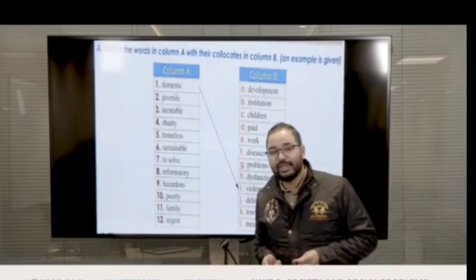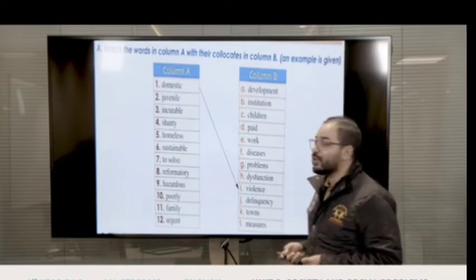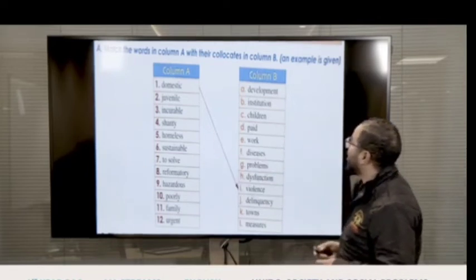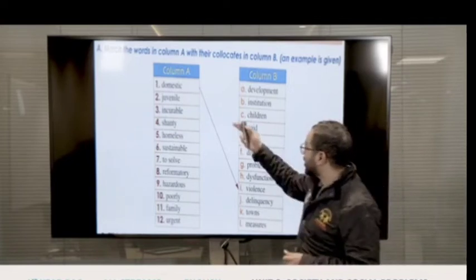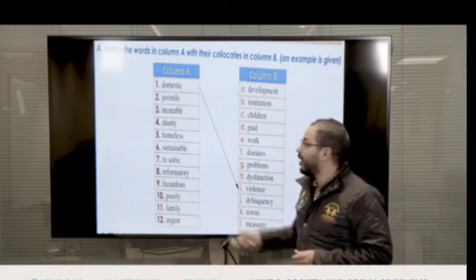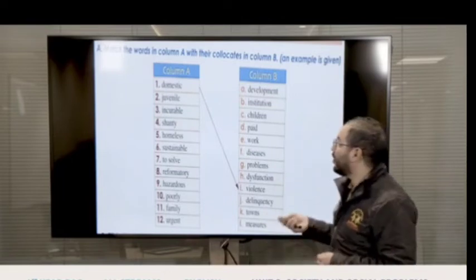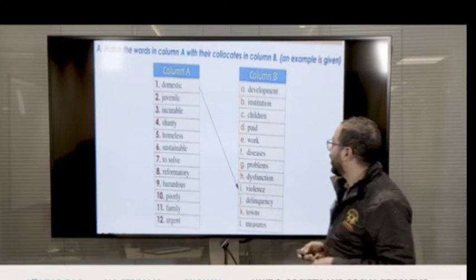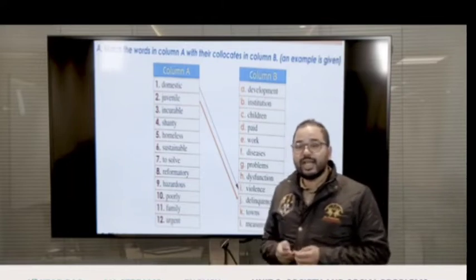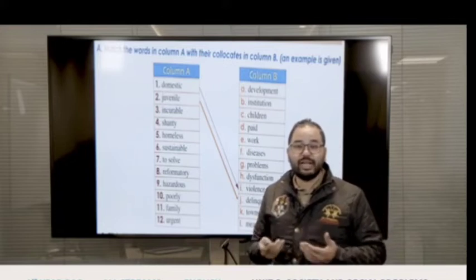Here we have a vocabulary lesson. We have some words related to society and to social problems. So match the words in column A here with their collocates in column B, and there is an example given, domestic violence. Here we have some words that collocate with other words to make a collocation. For example, number 2, juvenile, it collocates with the word delinquency. So juvenile delinquency is crimes or misdeeds committed by minors or people under the age of 18.